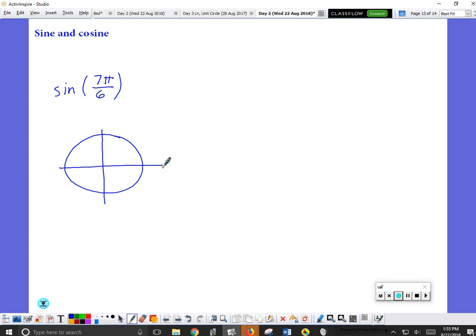So here's my circle. I've got to get to 7 pi over 6. So here's 1/6, that's 2, 3, 4, 5, 6, 7. So that's the spot I'm interested in. To get to that spot, I would come over from the origin a long distance, and I would go down a short distance. I have memorized that the short distance is always 1/2, and the long distance is always root 3 over 2.